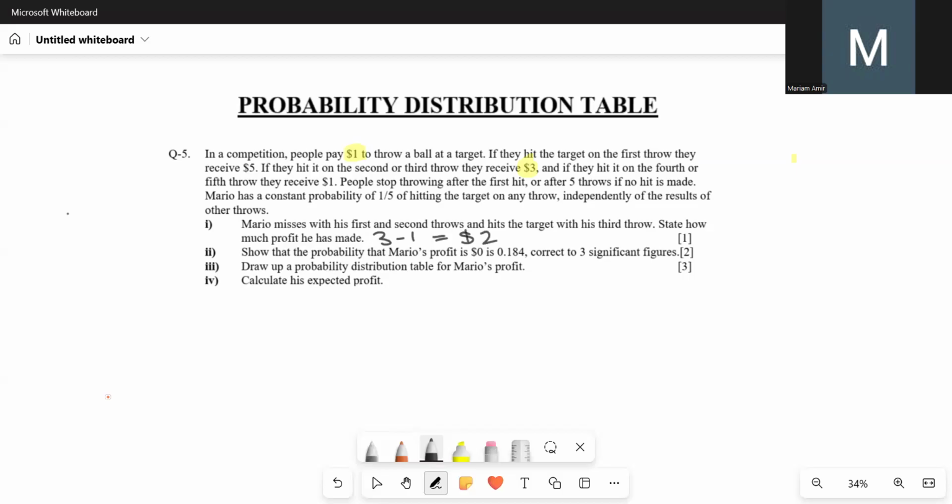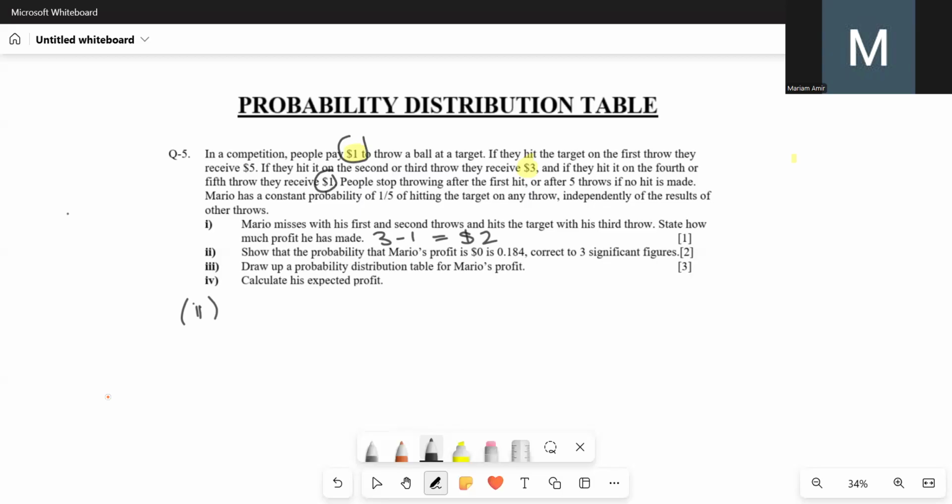Okay. Show that the probability that Mario's profit is $0 is 0.184, correct to three significant figures. Okay. So when is the profit $0? That is when he gets $1 back and he had also paid $1. So 1 minus 1 is 0.